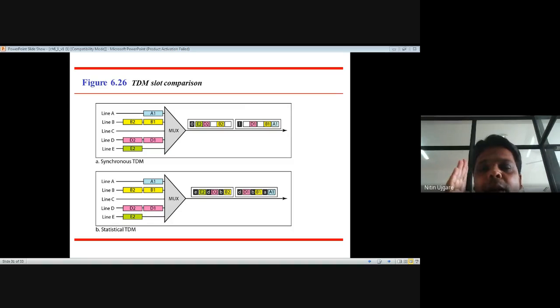Only when an input line has a slot worth of data to send in a given time frame will a time slot be allocated in the output frame. So in statistical multiplexing, the number of slots in each frame is less than the number of input lines. The multiplexer checks each input line in a round robin fashion. So what is round robin fashion? It allocates a slot for an input line if the line has some data to transmit. Otherwise, it skips that line and checks the next line.